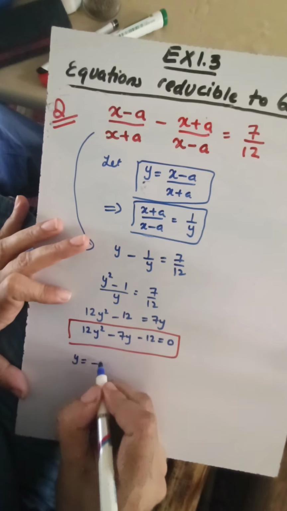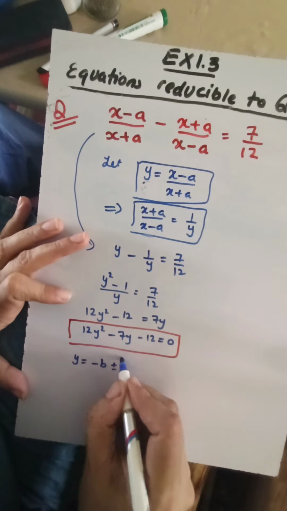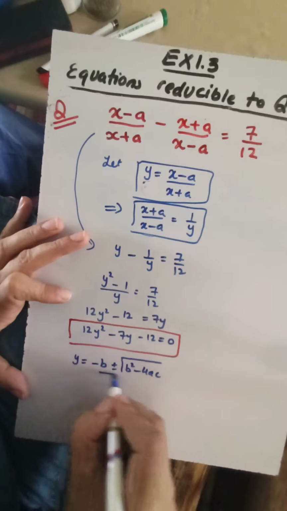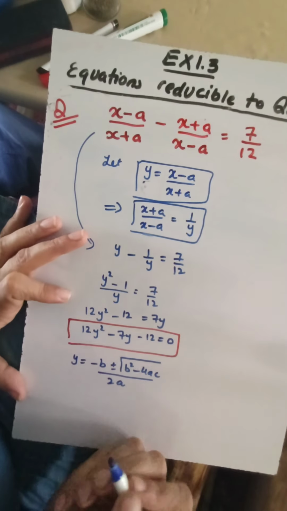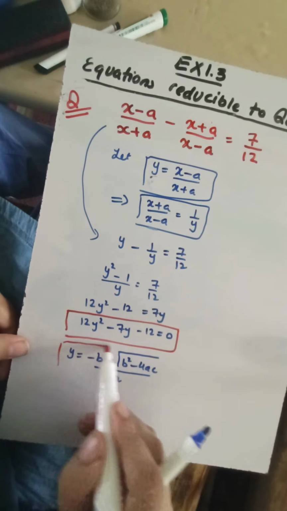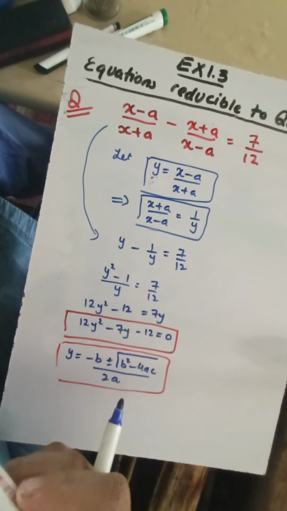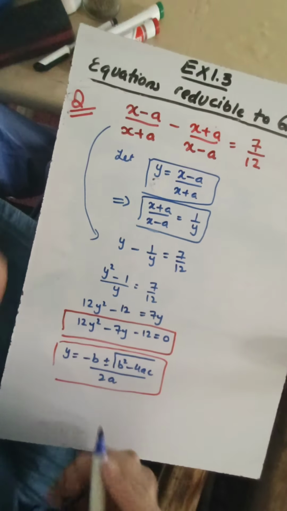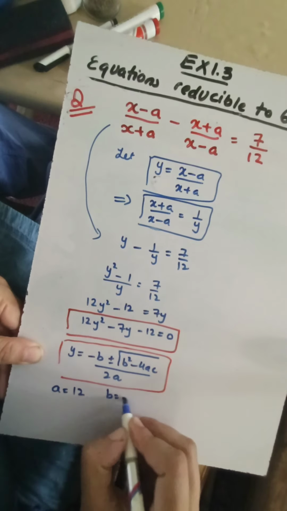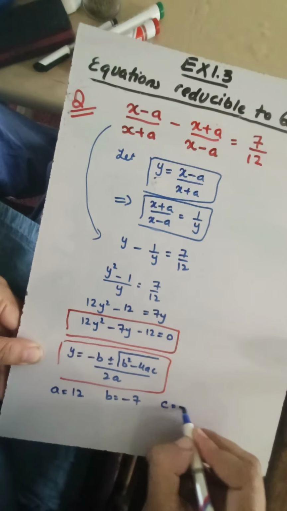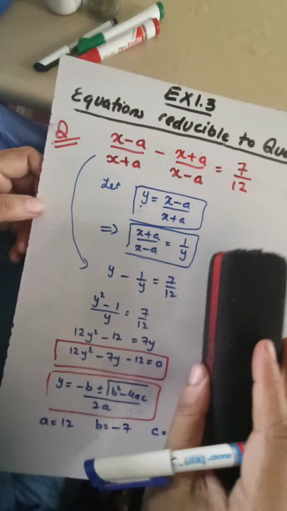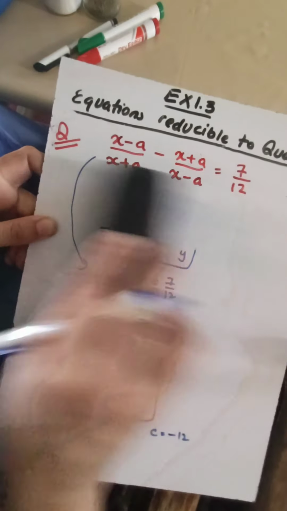y is equal to minus b plus minus square root of b square minus 4ac over 2a. This is the quadratic formula that I am going to use in order to solve this equation. Over here, a is equal to 12, b is equal to negative 7, c is equal to negative 12. Putting these in this formula, let me erase this.